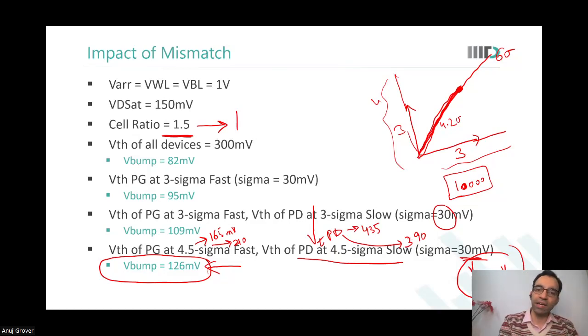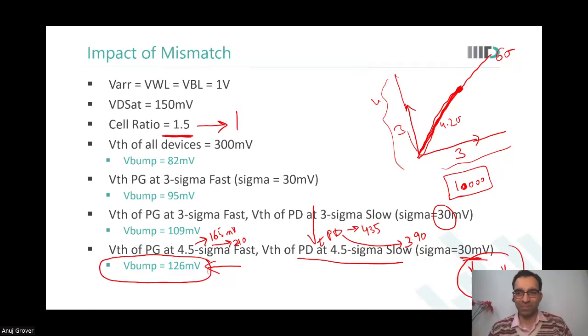Are you able to see how mismatch impacts the stability of a cell? Any questions? Sir, this is for the worst case, right? If you reverse, like PD fast and PG slow, it will reduce the bump. Yeah, but as a designer, what do you want to design? Do you want to qualify the worst case, or do you want to be happy about the best case? Worst case. Yeah, that is why we're talking about the worst case. But the worst case has to be qualified.